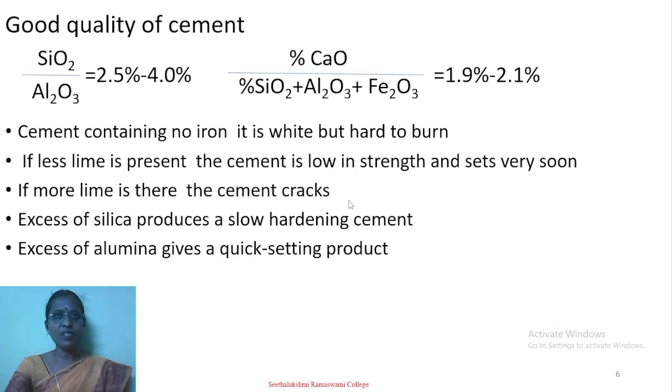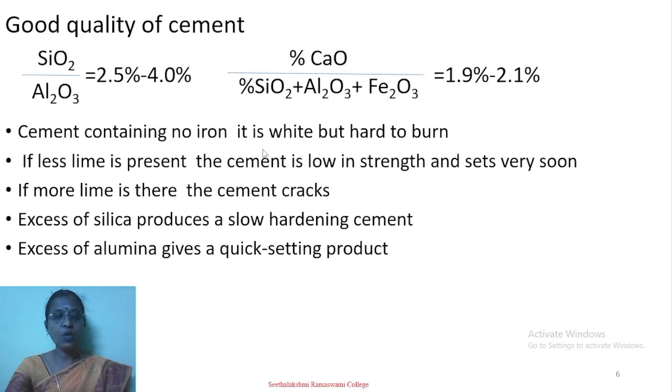The good quality of cement is identified by its ratio of the percentage of silica and alumina, which is 2.5 to 4, and the ratio of lime to the combination of silica, alumina and iron oxide, which is 1.9 to 2.1.